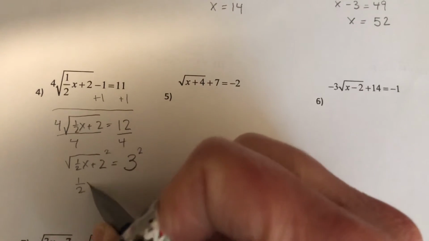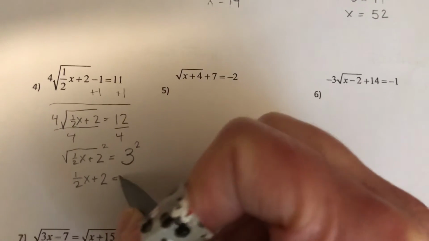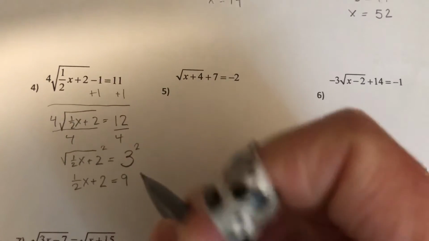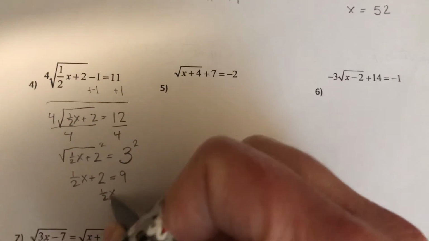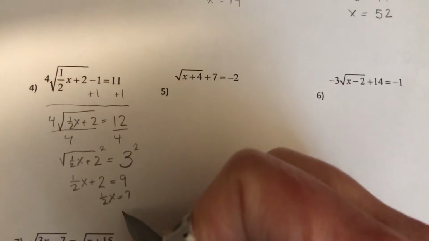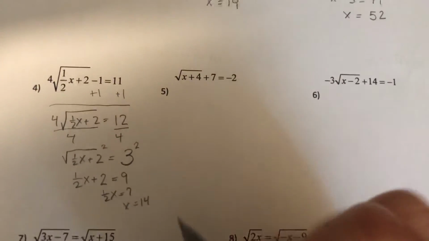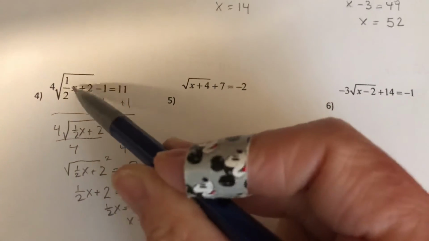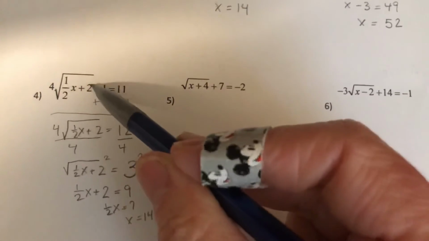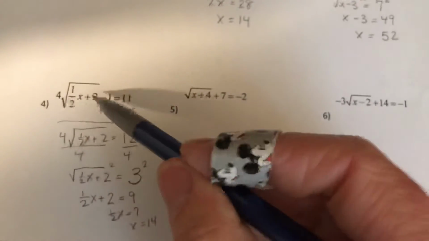So now I have a half x plus 2 equals 9. So we're going to subtract 2. We get a half x equals 7. Multiply both sides by 2. We get x equals 14. Okay, if we want to check that, half of 14 is 7. 7 plus 2 is 9. Square root of 9 is 3. 3 times 4 is 12. 12 minus 1 is 11.